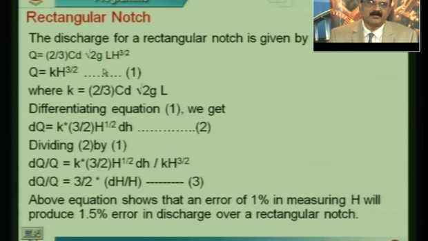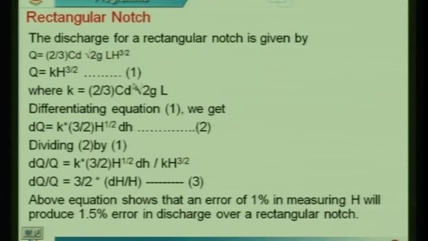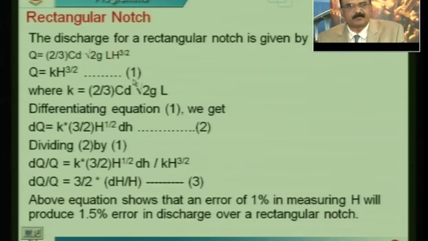Kindly recall, what is your H? H is the head you are going to measure over the rectangular notch. Your head may be 1 centimeter, it may be 5 centimeter, it may be 10 centimeter, it may be 15 centimeter. So, this value of H varies from trial to trial, whereas rest of the things are constant. Now, call this equation as equation 1.